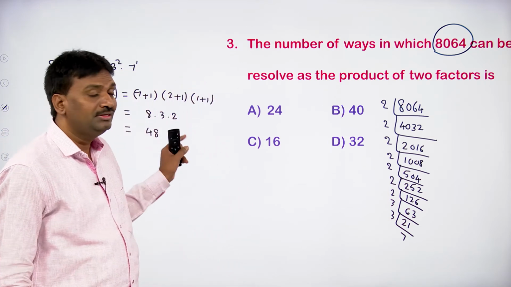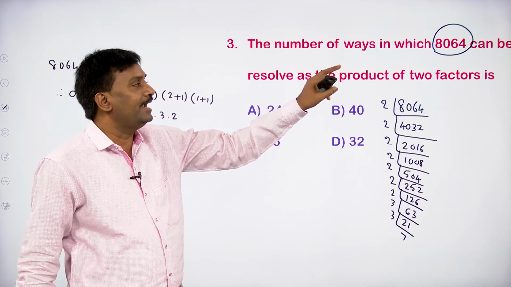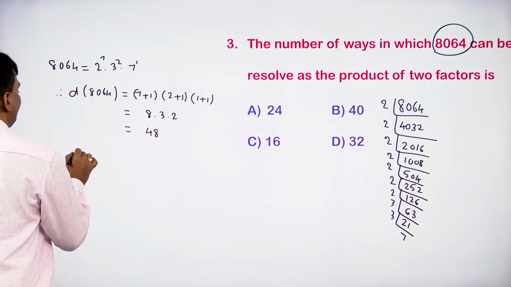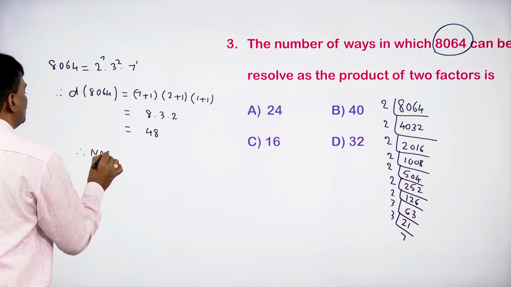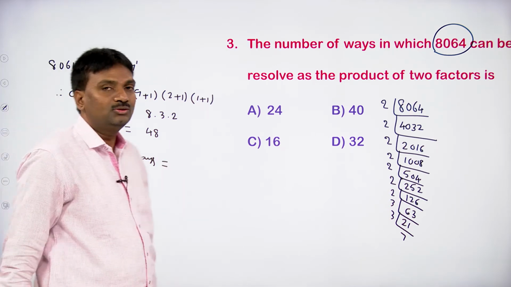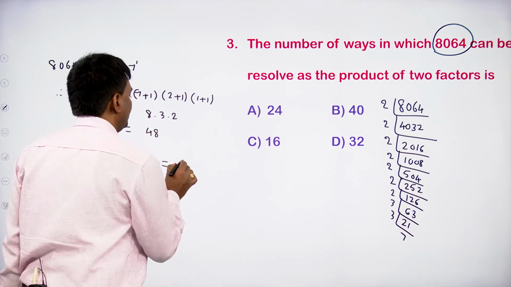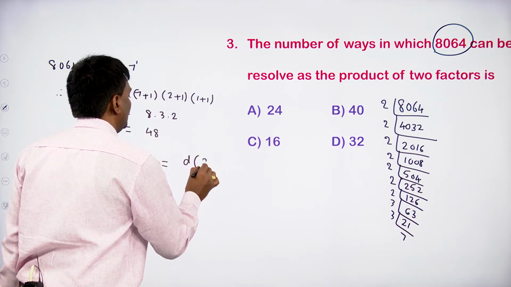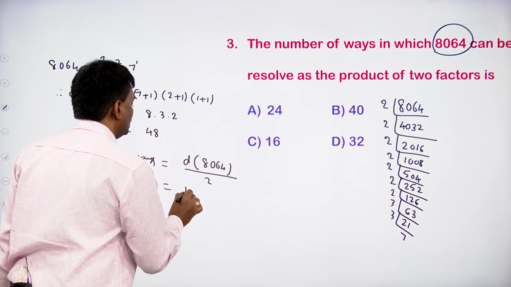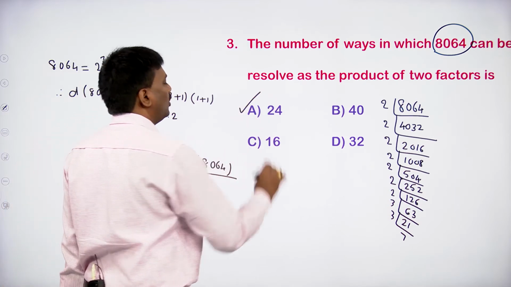So this is the number of divisors only, but according to the problem, the number of ways in which 8064 can be resolved as the product of two factors. Therefore the number of required ways equals, where 8064 is not a perfect square, so that's why we can use the formula d of n by 2. So d of 8064 by 2, that is 48 by 2, which is 24. So we can take option A.